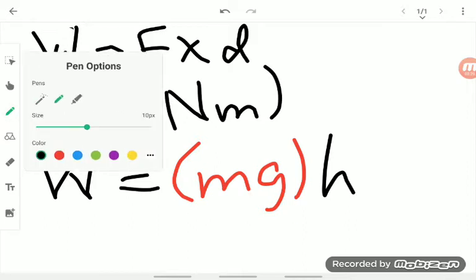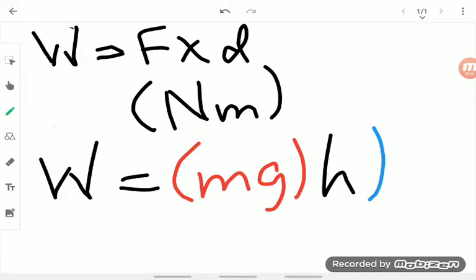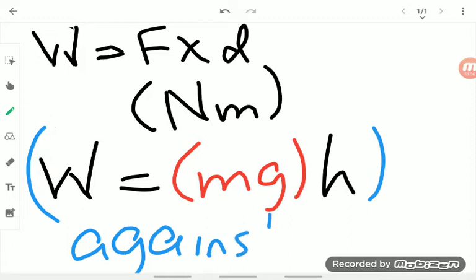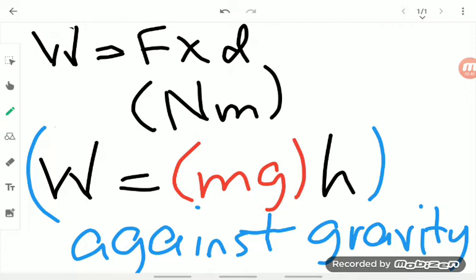All right, so let me see if I can use a different color here. So this right here is the work done against gravity. Whenever a question asks you what is the work done against gravity or what is the work done in lifting an object, then it is W equals mgh, where mg is the weight or the force that you're using to lift, because you have to lift pretty much the same force that is the weight of the object, and then h will be your distance or your height above ground. We'll see some examples, so don't worry about it.